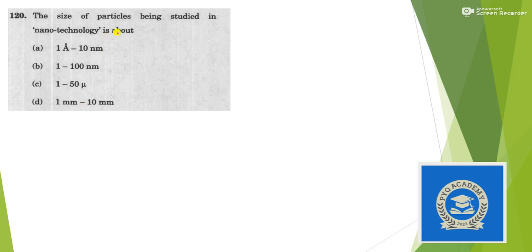The size of particles being studied in nanotechnology is one of the easiest questions. The answer is option B, from 1 to 100 nm. If you are confused about this, you can get to the answer by eliminating options. This is Angstrom, so it will be wrong. This is micrometer, wrong. This is mm, wrong. So only one option has pure nanometer. This is answer option B.